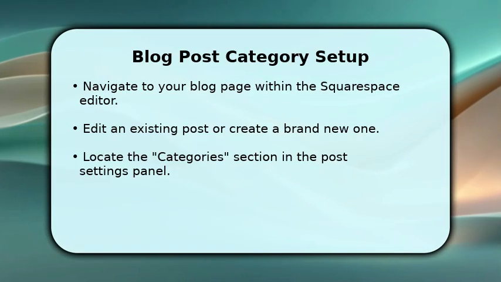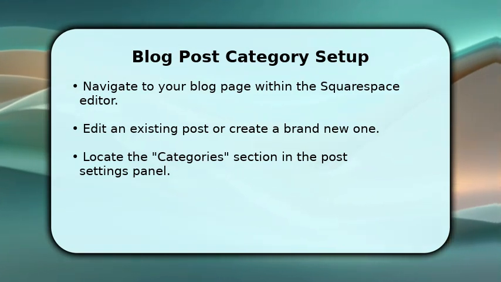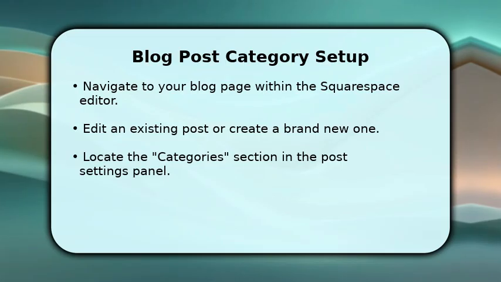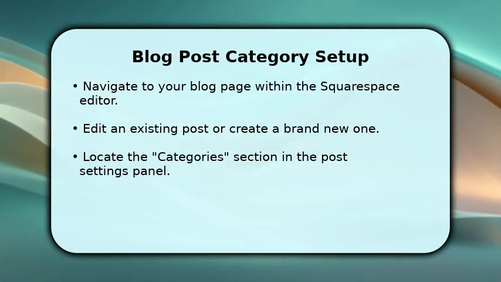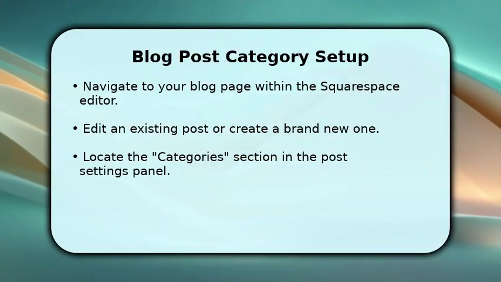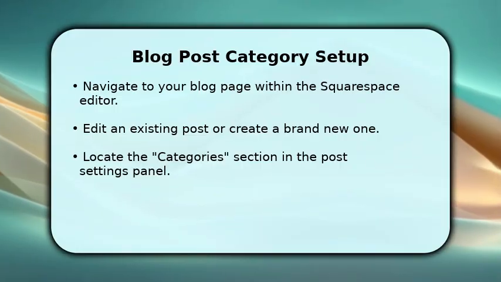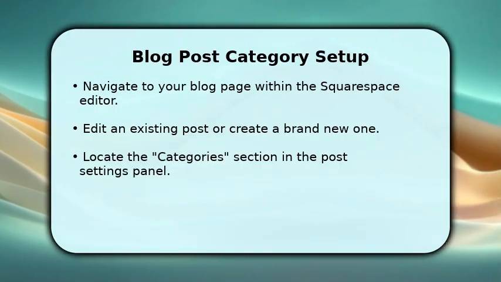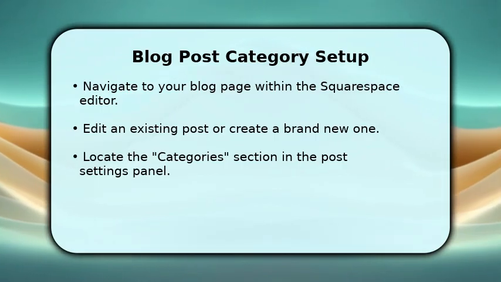To set up categories for your blog posts, first navigate to your blog page in the Squarespace editor. Then, either edit an existing post or begin creating a new one. Within the Post Settings panel, you will find a dedicated Categories section. Simply type your desired category name into the field and press the Enter key. This action instantly creates and assigns the new category to your post.